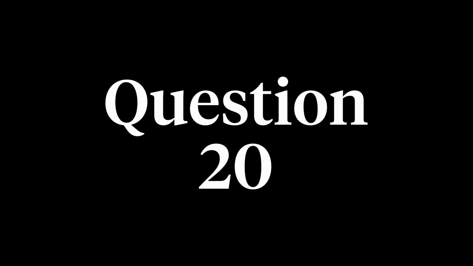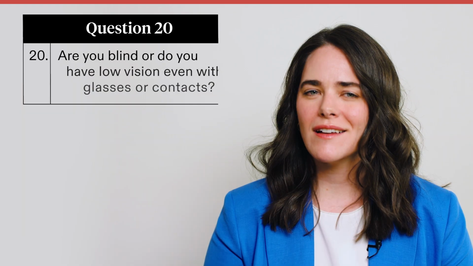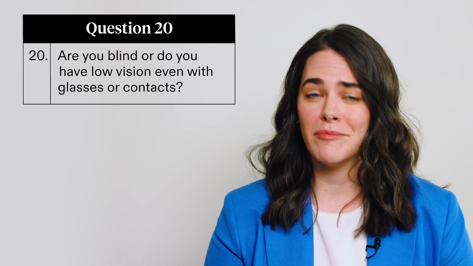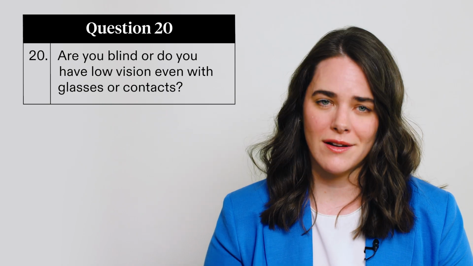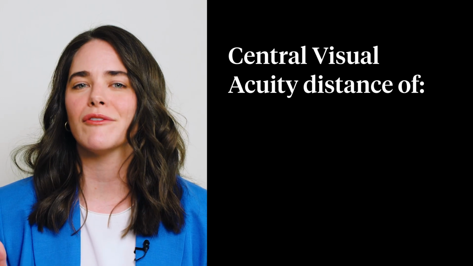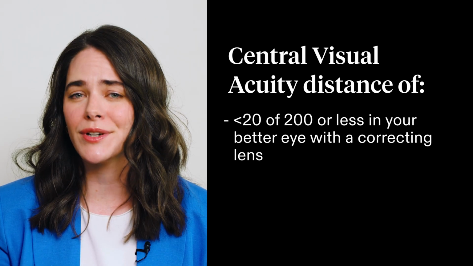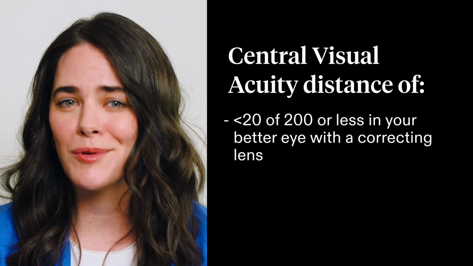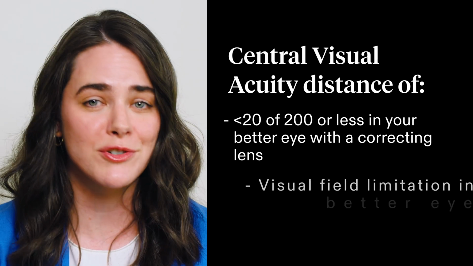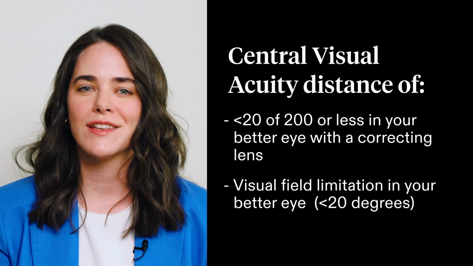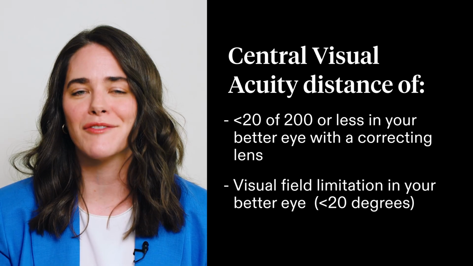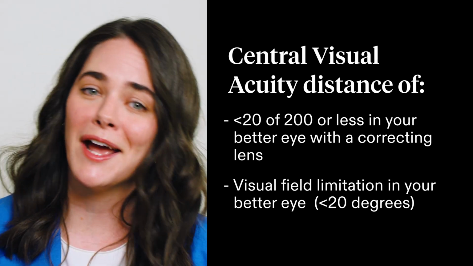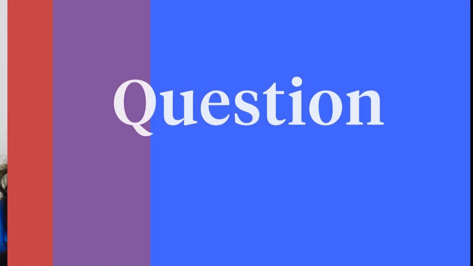Question 20. Here's another yes or no question. Check yes if you meet the SSA's definition of blindness, even while wearing glasses or contacts. Okay, so to be considered blind or low vision by the SSA, you must have central visual acuity for distance of 20/200 or less in your better eye, with the use of a correcting lens, or a visual field limitation in your better eye, such as the widest diameter of the visual field subtending an angle no greater than 20 degrees.